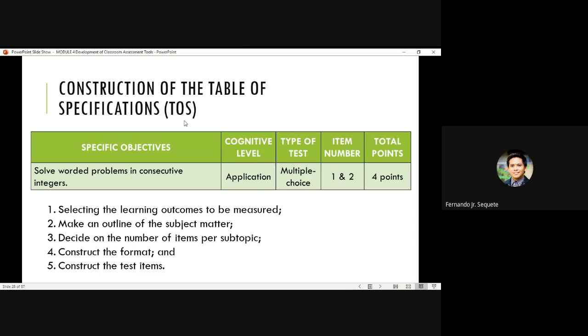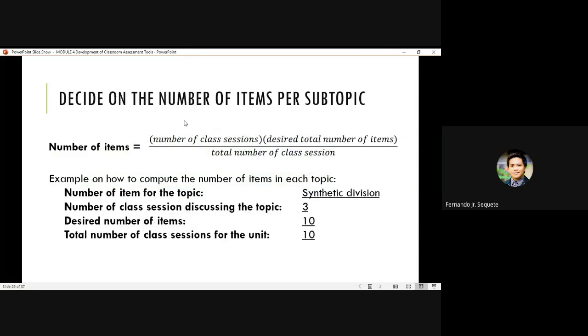Let's run through the others. Okay. So when can we decide on the number of items per subtopic? When you take an exam, for example a periodical test, you would notice that there are more questions about literature. Why are there so many questions about this? Why are there so few questions about this topic, no? Something like that.